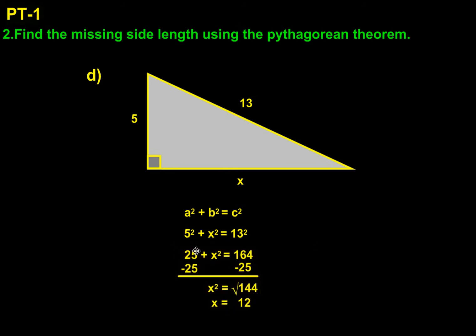5 squared is 25. X squared we don't know yet. 13 squared is 169. If I subtract 25 from both sides, I get x squared equals 144. Now, if I apply the square root to both sides, that will eliminate the exponent here and give me x by itself. The square root of 144 is, of course, 12. I don't have to put any units of measurement on my answer because there were none given to me in the original problem.